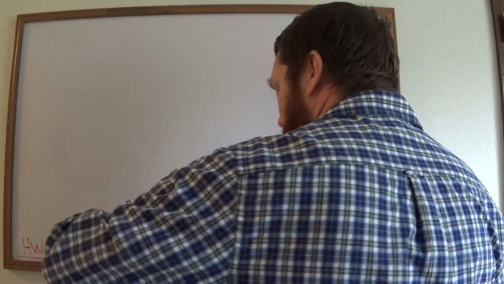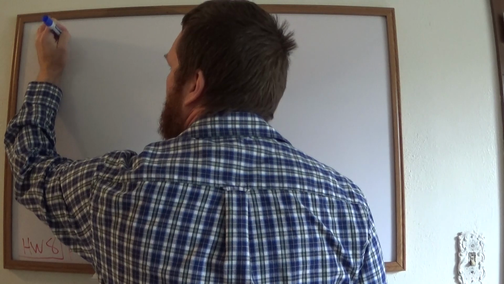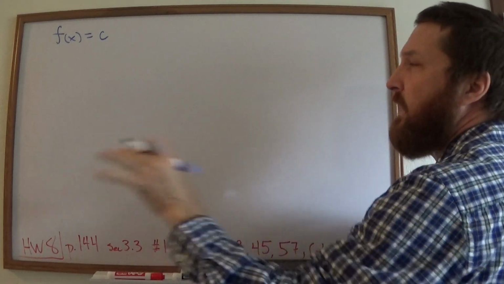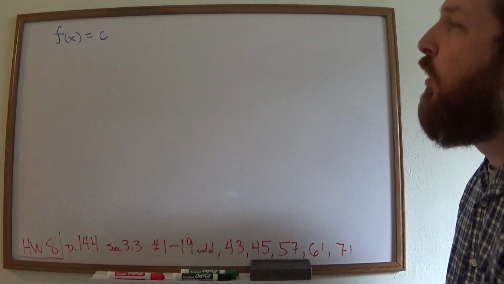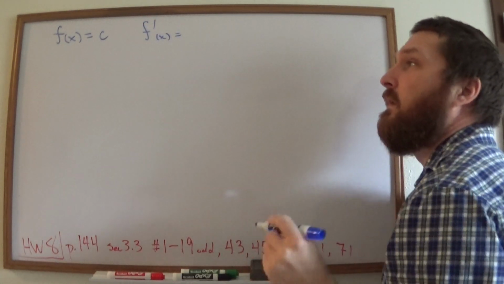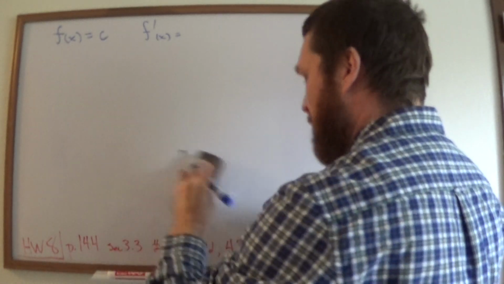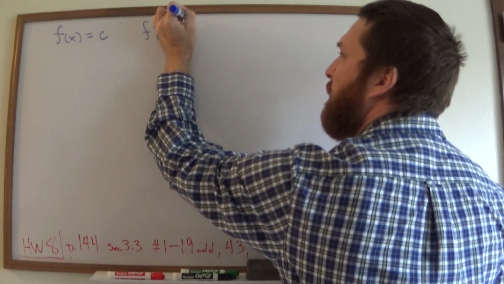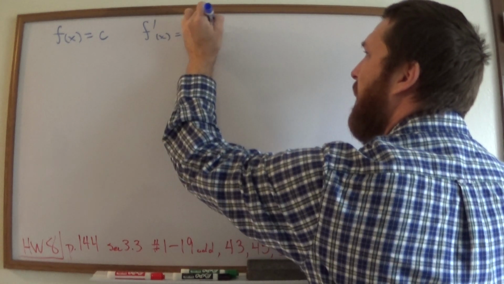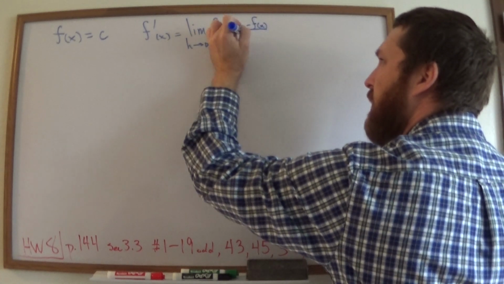Now, here we go. Let's suppose that f of x is a constant. Okay, so c is a constant, and it will be throughout the whole lecture, and probably throughout the whole year. What is f prime of x? Well, let's do it. It's the limit, right? By definition, it's the limit as h drops to 0 of f of x plus h minus f of x all over h.